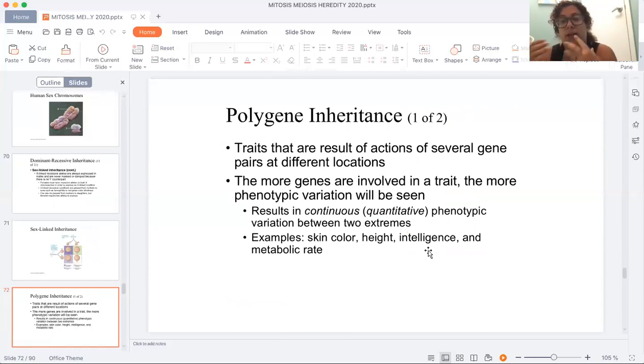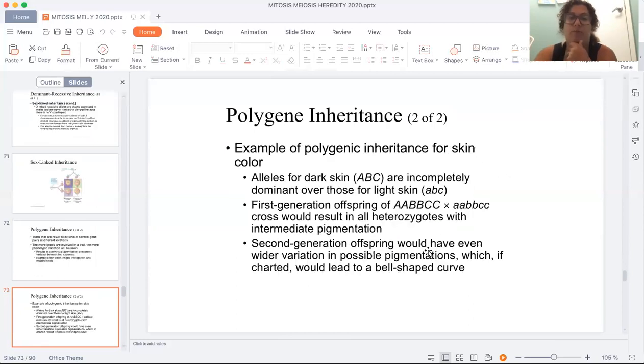Then we have something called polygenic inheritance, which means the traits are a result of the actions of several genes happening together. So I already said that: skin color, height, intelligence, metabolic rate. These are all traits where multiple genes are important.